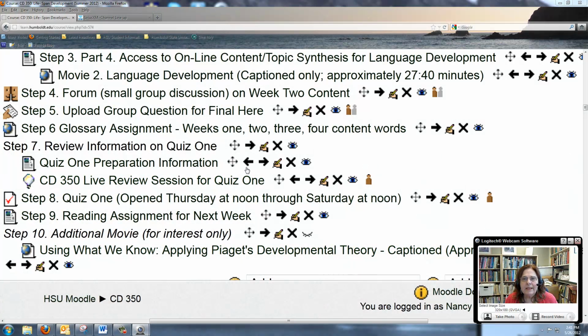And in addition, because there's a quiz this week, there will be a review session, and that is this 350 online review through Elluminate. So it's under step 7. This review session will be from 5:30 to about 6:30 this Tuesday night, again the 29th. There will also be some printed information that you can look at. The review session should be recorded like the introduction was recorded. Then the quiz, as I mentioned, and then your reading assignments for next week, and then an extra movie if you want to watch another movie.